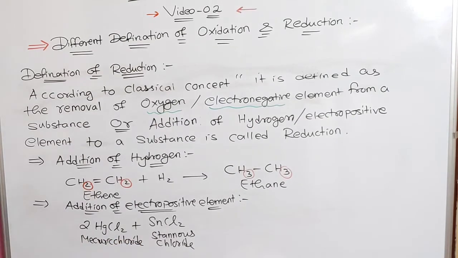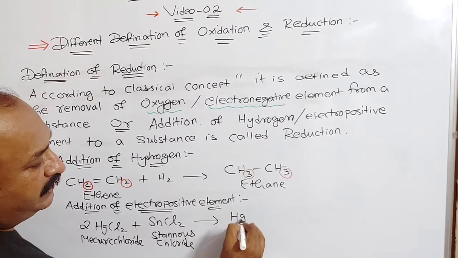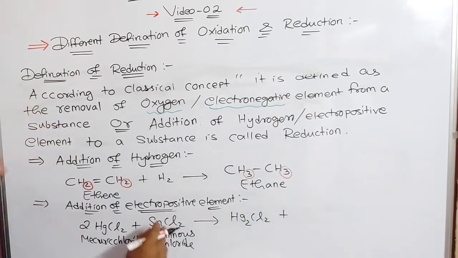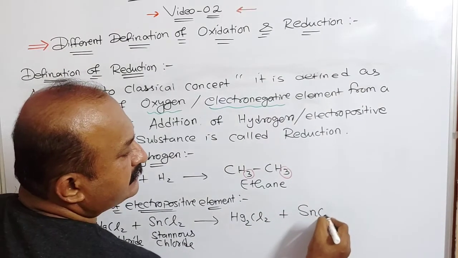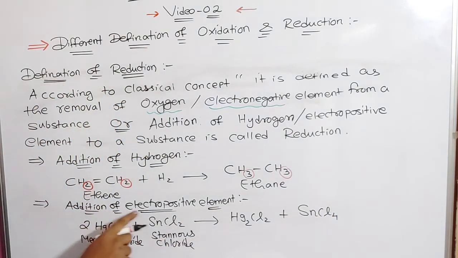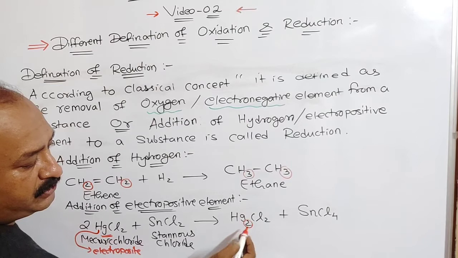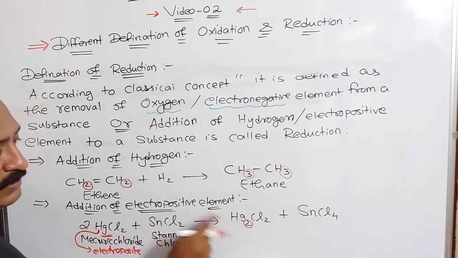Right? Okay. So when mercuric chloride is treated with stannous chloride, what will you get? You will get Hg2Cl2 plus, now SnCl2 is there, so SnCl4 will be there. What will be there? SnCl4. Now what is our definition? Addition of electropositive element. In this case, mercury is electropositive, right? Here there is only one mercury, but in the product one more mercury is added, that is addition of electropositive element.